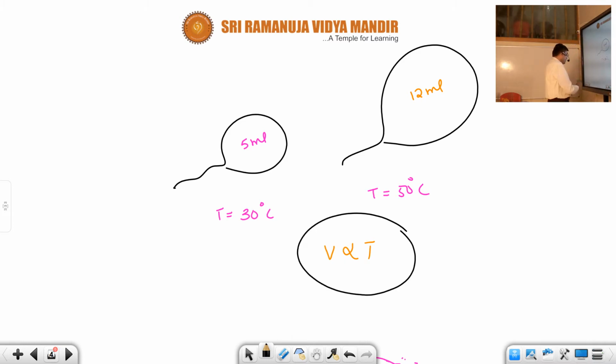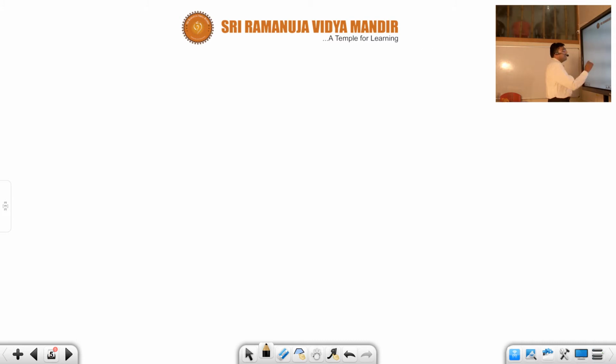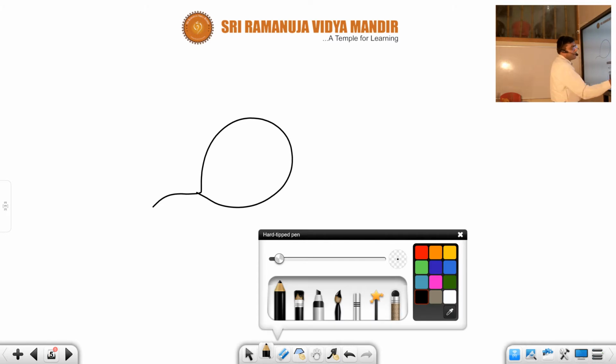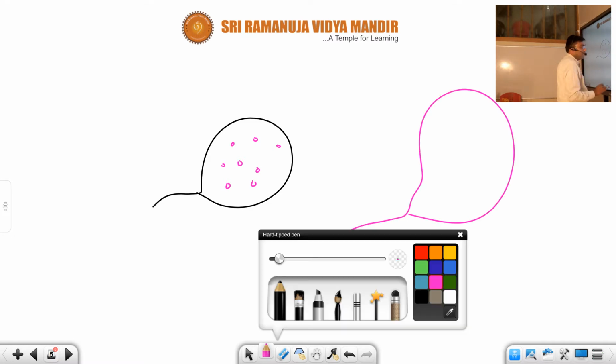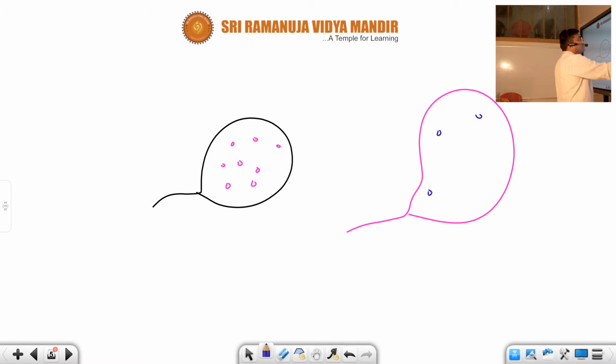So why is it so? Because when temperature increases, what happens? For example, let us take a balloon here. The gaseous molecules are here this way. When you increase the temperature, what happens? The gas molecules will be distributed all over because of the expansion. So volume is directly proportional to temperature.